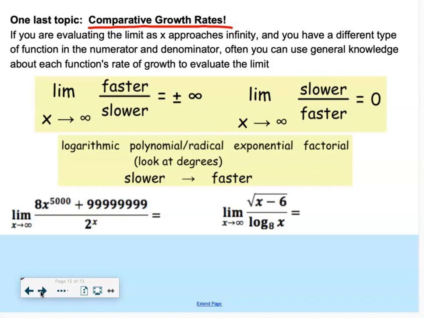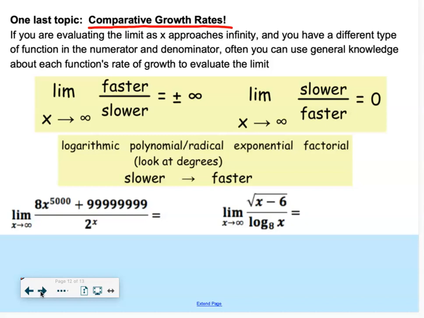These I kind of lump together. You look at the degrees. For example, if I have an x to the second over an x to the 8/3, this guy is growing faster. It's a higher degree. 8/3 is bigger than 2. So for comparative growth rates, polynomials and radicals you lump together, and it's just whichever degree is bigger. But polynomials are still faster growing than logarithms, and no matter what, polynomials and radicals are always slower than exponentials.